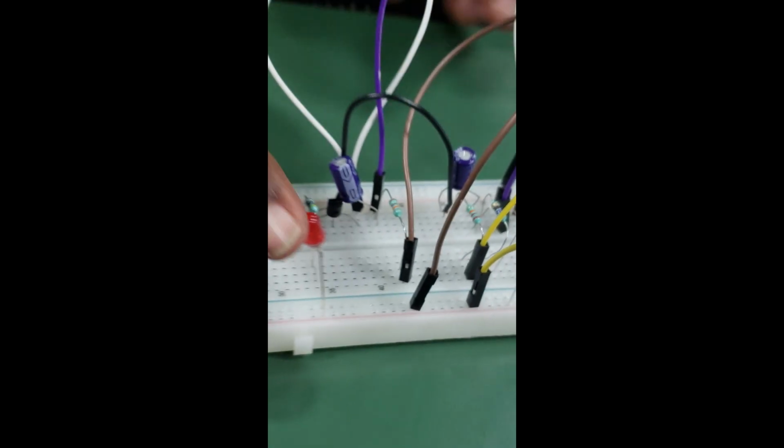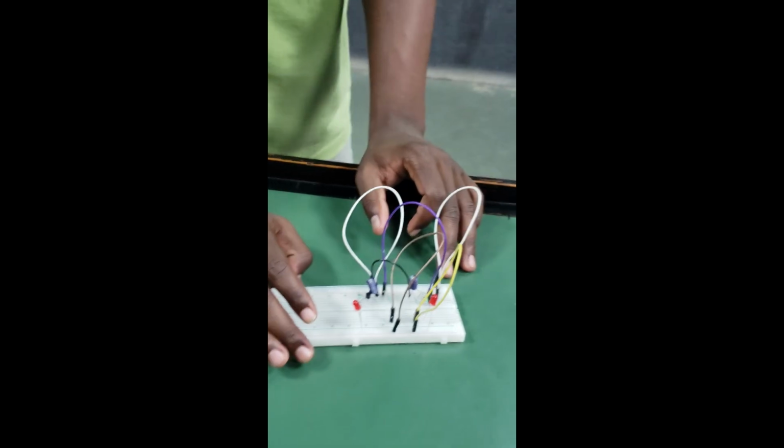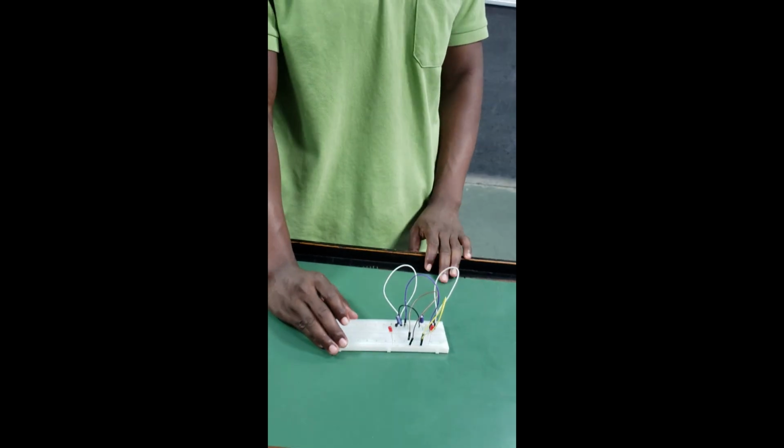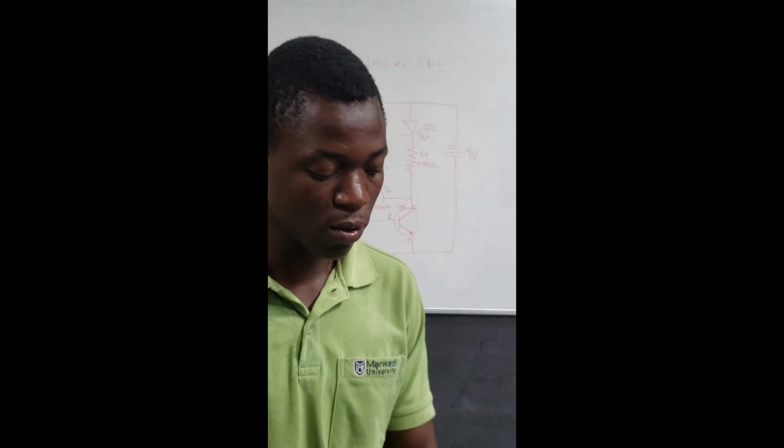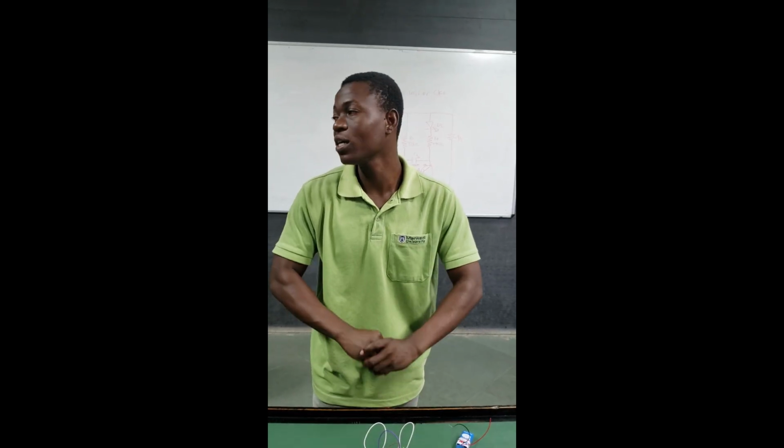So now my circuit is complete as per the circuit on the board. So now I'm connecting my source. If I connect my source, my light emitting diodes should flash one after the other, showing the function of my circuit.